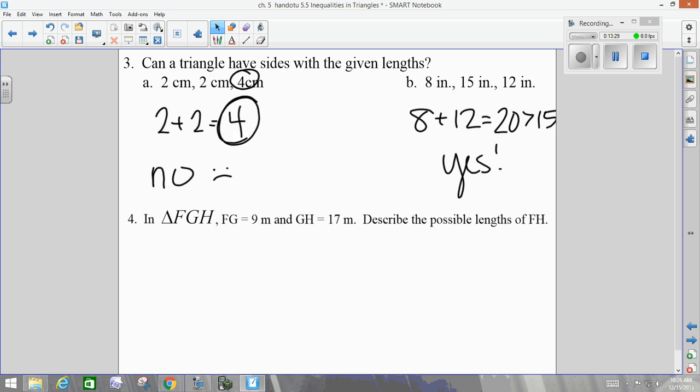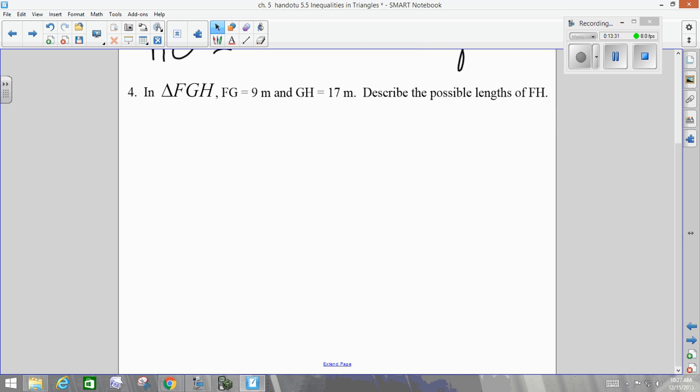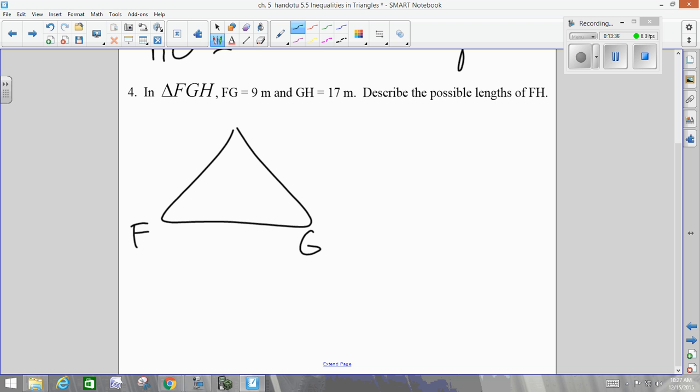Okay, number 4. In triangle FGH, FG is 9, GH is 17. We're trying to figure out what the third side of the triangle could be, the length of it. Think about what we just did on number 3. How were we able to decide if they're triangles or not? Franson?